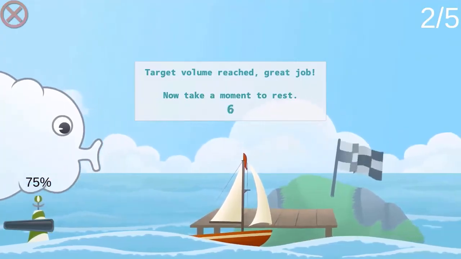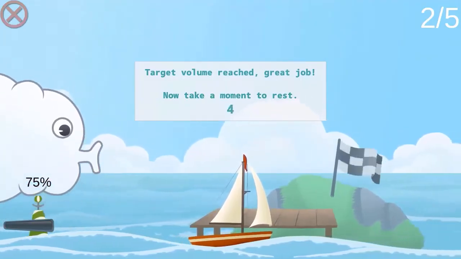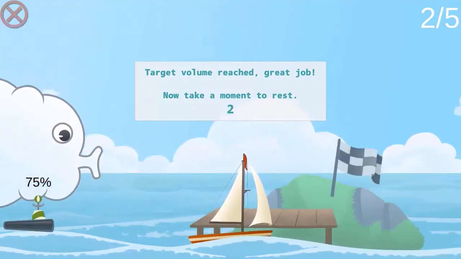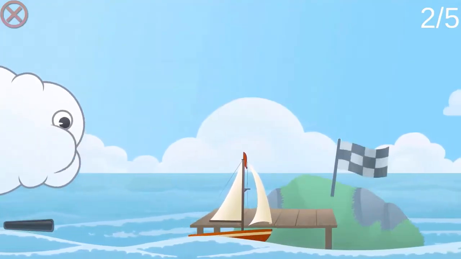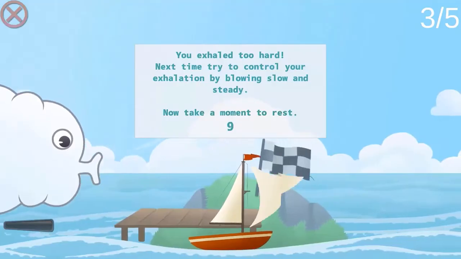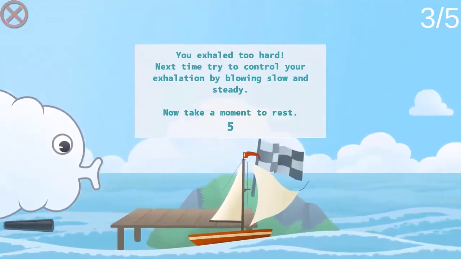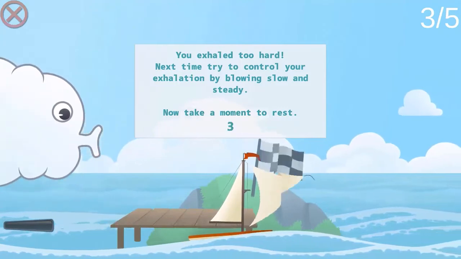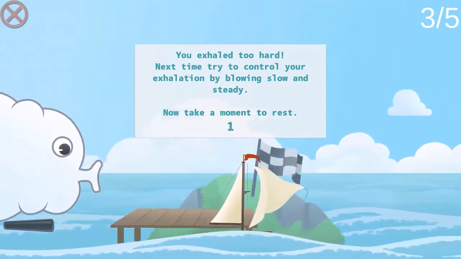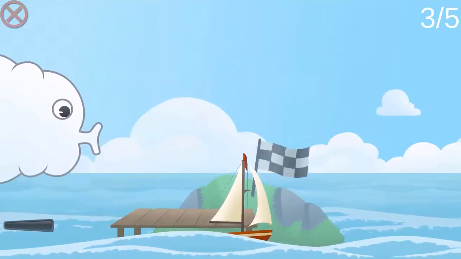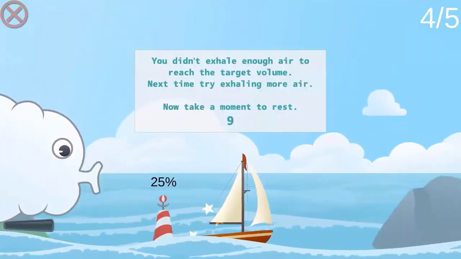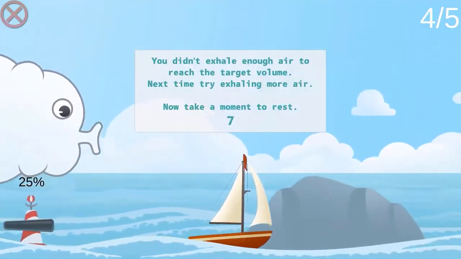Now let's say that I provide too forceful of an exhalation. It goes to the end, you get that exclamation mark, and it also breaks the sail, as you see here. First is if maybe I don't have enough volume. Okay, we only got to the 25% buoy there.